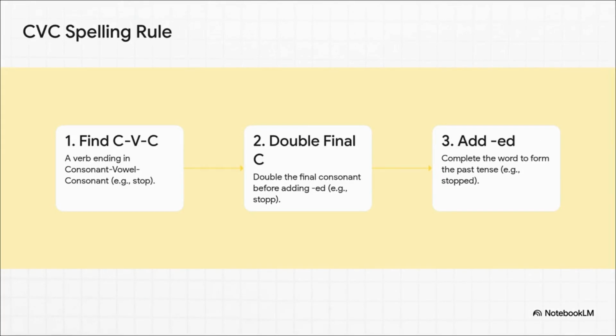Okay, for our regular verbs, there's a little spelling trick you've got to know. It's the CVC rule. If a short verb ends in a consonant-vowel-consonant pattern, like stop or plan, you have to double that final consonant before you add the ed. So stop becomes stopped. It's a small detail, but it makes a big difference.